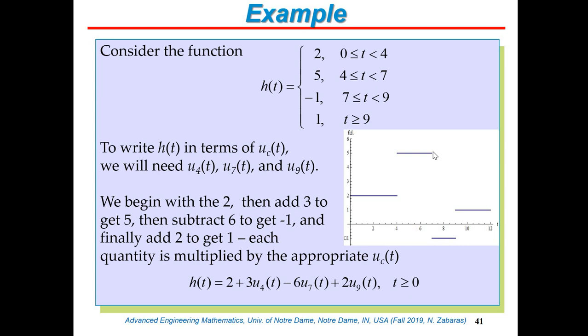Then the function has to drop by 6 at time t7. So we're going to subtract 6. And then it has to grow by 2, and this is the general expression, the compact notation for this combination of step functions. And again, you may say, well, how is that going to help me?